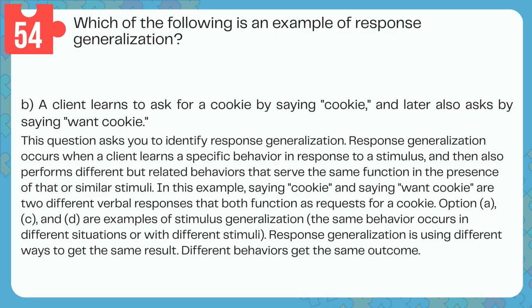Options A, C, and D are examples of stimulus generalization. The same behavior occurs in different situations or with different stimuli. Response generalization is using different ways to get the same result. Different behaviors get the same outcome.